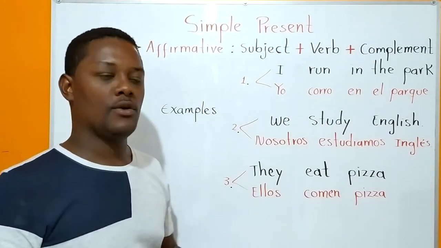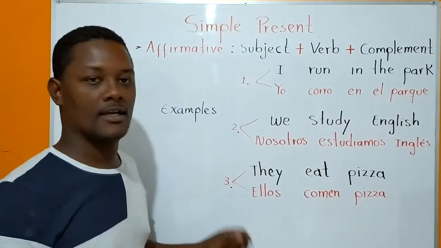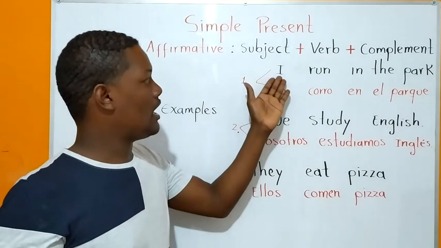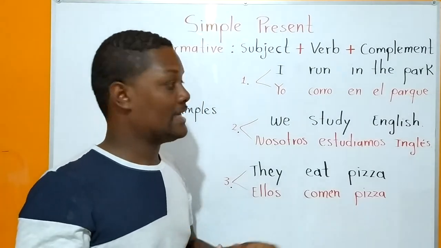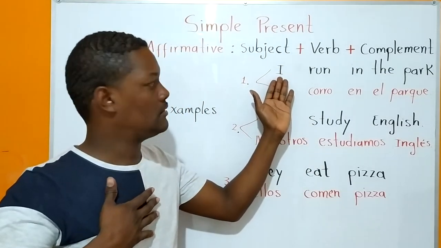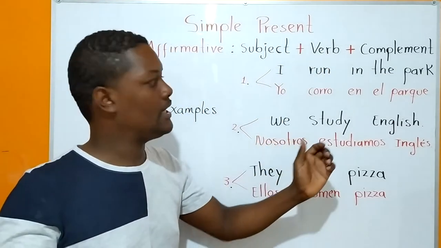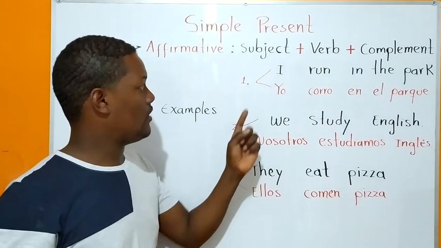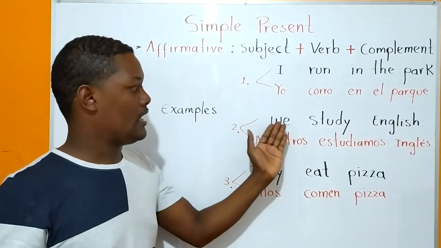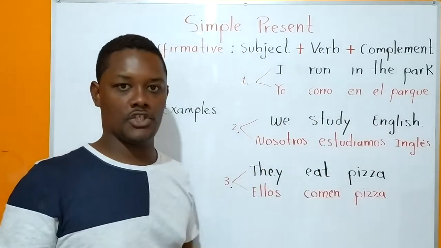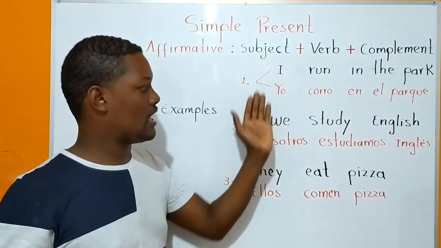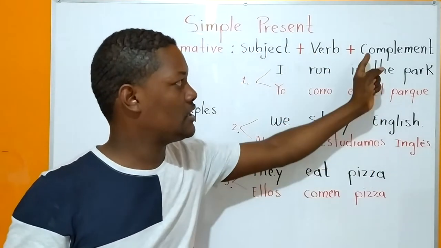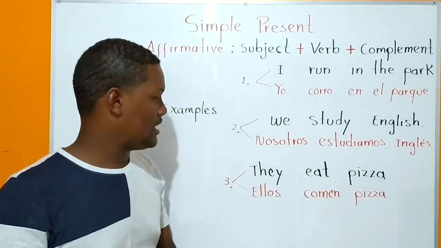Well, now we have here 3 examples. The first one is, I run in the park. This is the subject, I. Run is the verb. In the park is the complement of the sentence. Now, we have the second. We study English. We is the subject, study is the verb, and English is the complement.